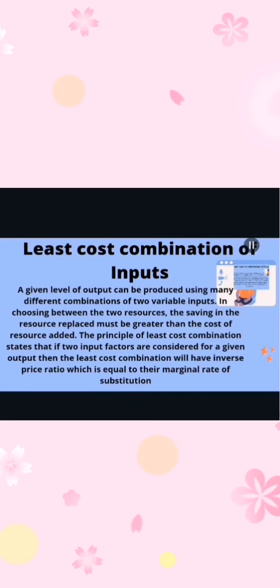Least cost combination of inputs. A given level of output can be produced using many different combinations of two variable inputs. In choosing between the two resources, the saving on the resource replaced must be greater than the cost of the resource added. The principle of least cost combination states that if two input factors are considered for a given output, then the least cost combination will have an inverse price ratio equal to their marginal rate of substitution. That's all.